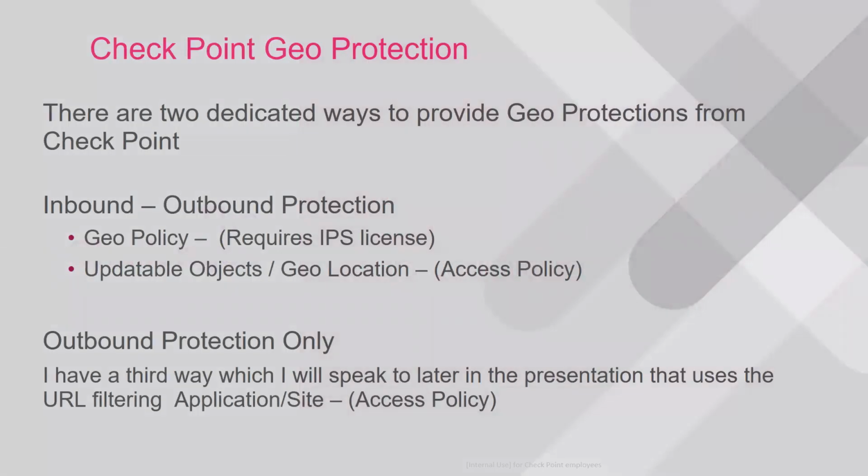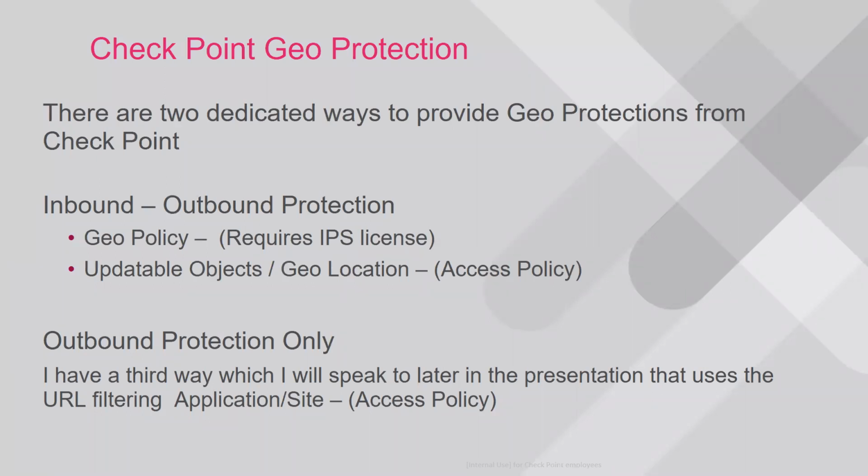As I pointed out before, we do have two main tools for geoprotection. That's GeoPolicy. This does require an IPS license to activate. The other option is updatable objects. Now, updatable objects is more than just geolocation pieces, and we're going to talk more about that later in the presentation. But this is the newer way, and it gives you a lot more flexibility within your policy itself as far as restrictions. The last piece is an outbound protection only.